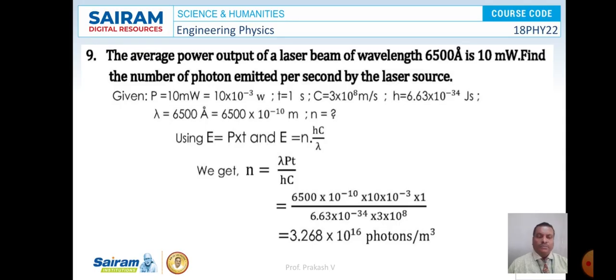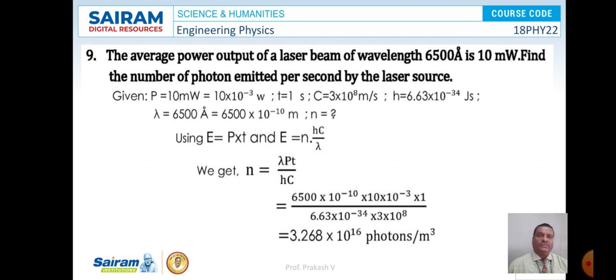So problem number 9. Already 8 problems were discussed in the previous lecture video, so now I start with problem number 9. The average power output of a laser beam of wavelength 6500 angstrom is 10 milliwatts. Find the number of photons emitted per second by the laser source.